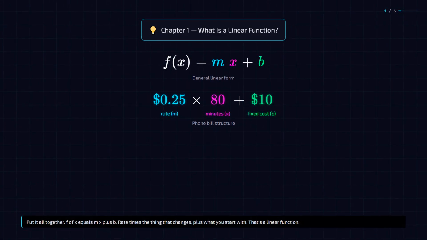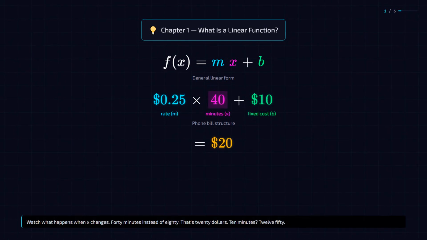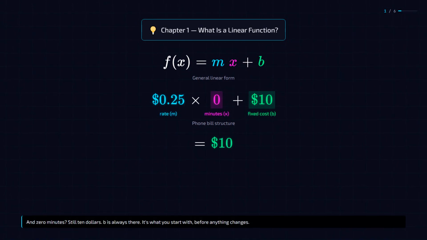Put it all together. f of x equals mx plus b. Rate times the thing that changes, plus what you start with. That's a linear function. Watch what happens when x changes. 40 minutes instead of 80, that's $20. 10 minutes, $12.50. And 0 minutes, still $10.